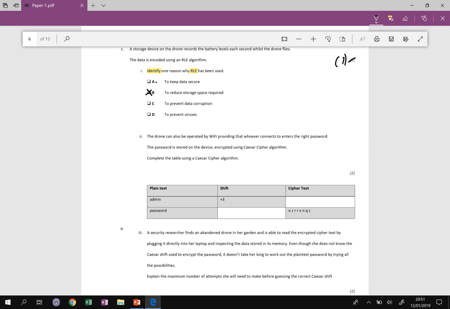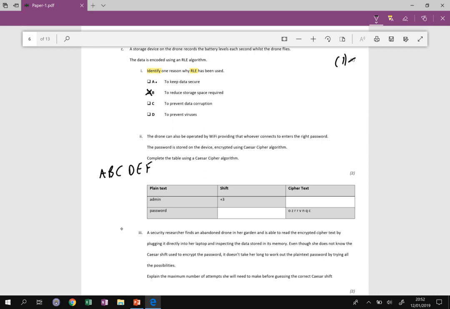Then we move away from run length encoding, we'll come back to that later in the paper, onto Caesar ciphers. So the drone can also be operated by Wi-Fi as long as you know the right password, and the password is stored on the device encrypted using Caesar cipher algorithms. So if you have a question about Caesar ciphers, I'd always recommend just writing out the alphabet to begin with.